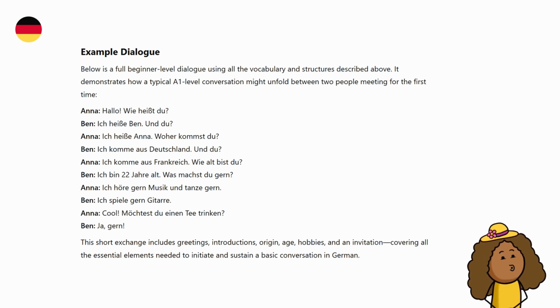Hallo, wie heißt du? Ich heiße Ben. Und du? Ich heiße Anna. Woher kommst du? Ich komme aus Deutschland. Und du? Ich komme aus Frankreich. Wie alt bist du? Ich bin 22 Jahre alt. Was machst du gern? Ich höre gern Musik und tanze gern. Ich spiele gern Gitarre. Cool. Möchtest du einen Tee trinken?